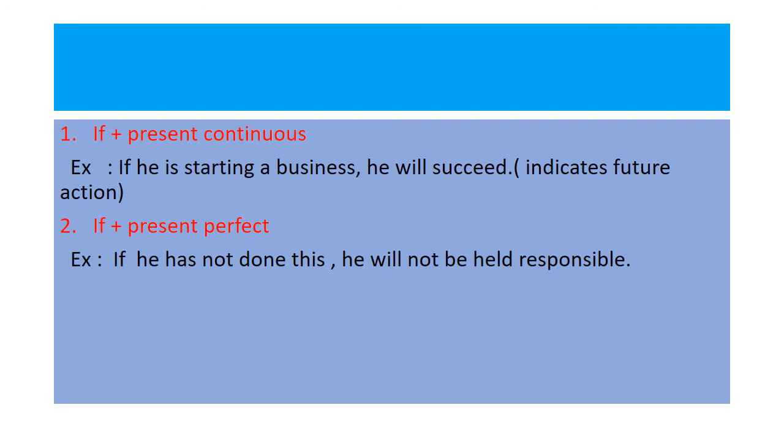Notice in the if clause section, I have used present continuous tense to indicate a future action, but the main clause is in future indefinite tense. In the second sentence, if plus present perfect: if he has not done this, he will not be held responsible. Notice here in the if clause section, I have used present perfect tense, but in the main clause, I have used future indefinite tense. These are some variations of the if clause.